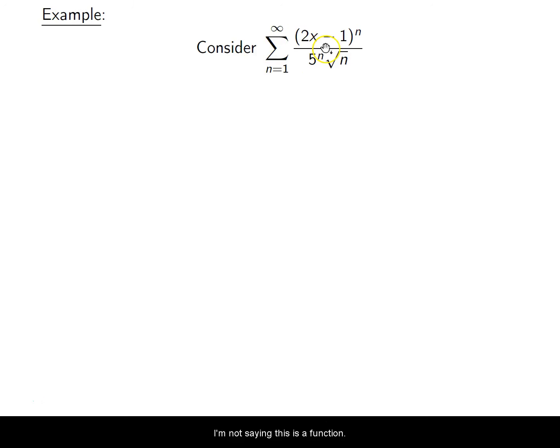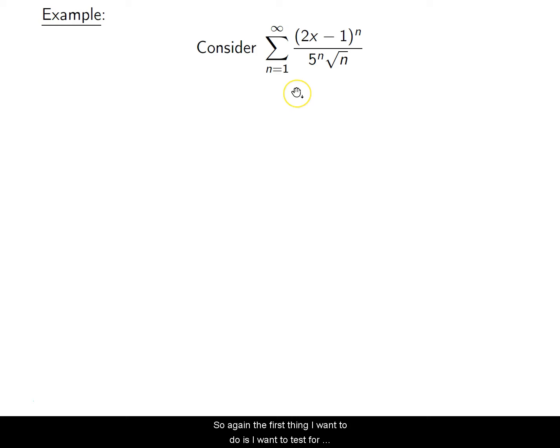So for here, I'm saying that this is my series. Again, I'm not saying this is a function. It can be. Well, I mean, it is. It definitely approximates some function. I don't know what function it is. But we're just looking at this as a series. Okay, I have this binomial to a power. I have this exponential on the bottom, and I have the square root on the bottom as well, right?